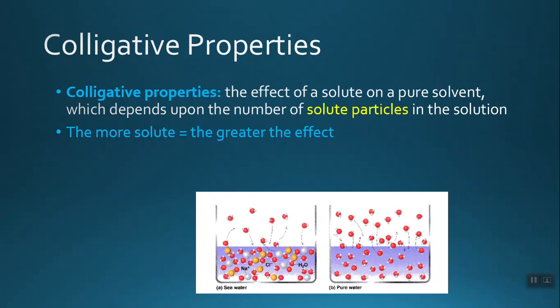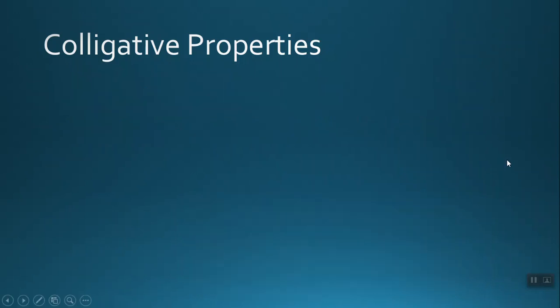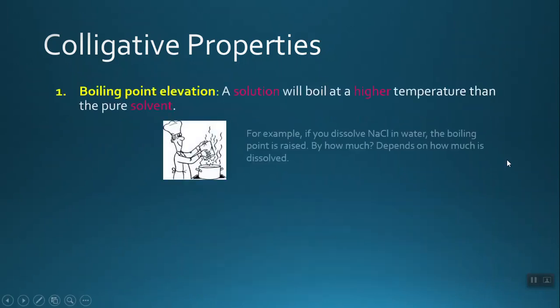So let's look at our first colligative property. First one is boiling point elevation. A solution will boil at a higher temperature than the pure solvent. So remember, solution is like salt water. You have to dissolve a solute into a solvent. So let's pretend that we're making pasta and we want to boil our water. We're going to put salt into our water before we put the pasta in, right?